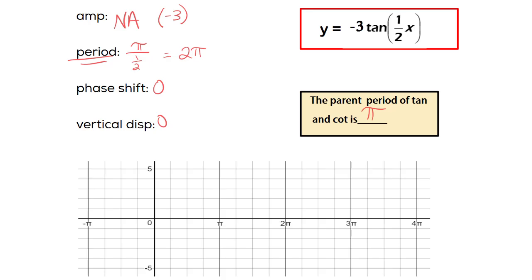Okay, next. Remembering where tangent starts. Tangent starts at an x-intercept. It's going to be right here. And I even get to leave it right there because there is no phase shift. The next time I'm going to be at this spot is 2 pi units later. So I'm going to put a dot there. Another 2 pi is right there. I'm going to put asymptotes in between the x-intercepts.